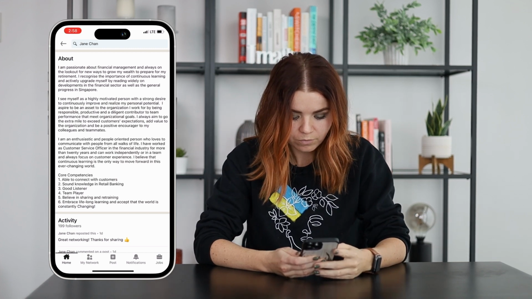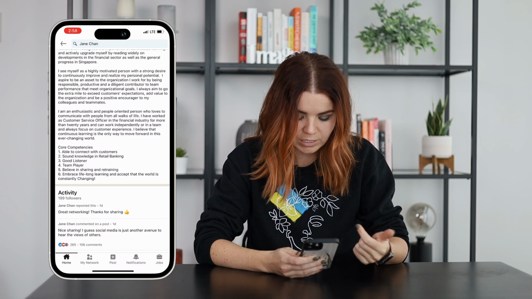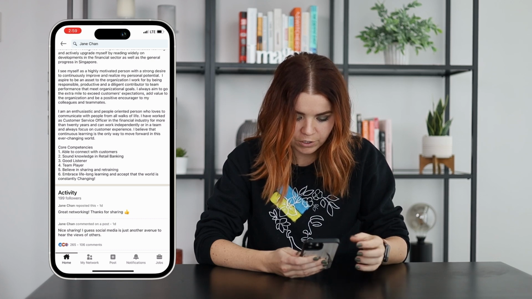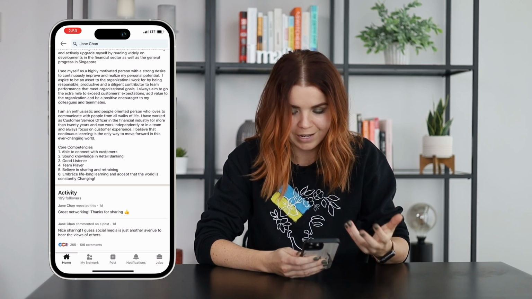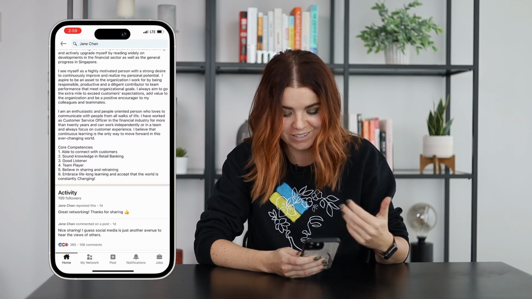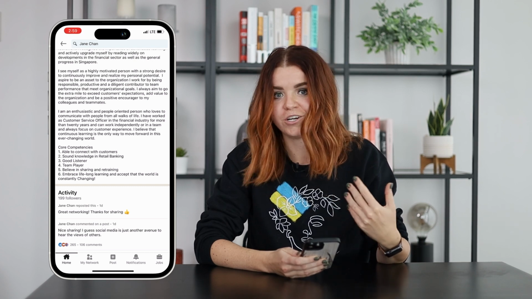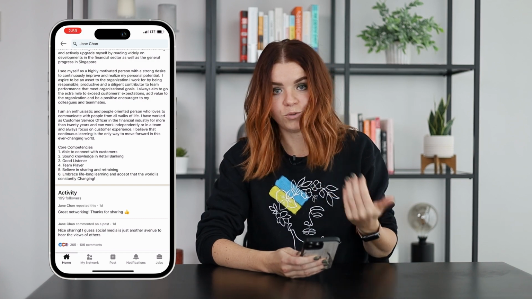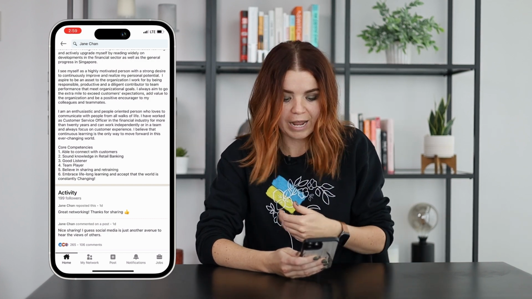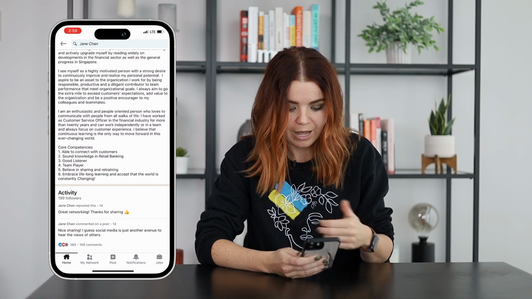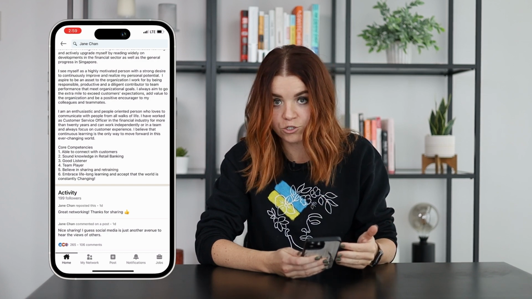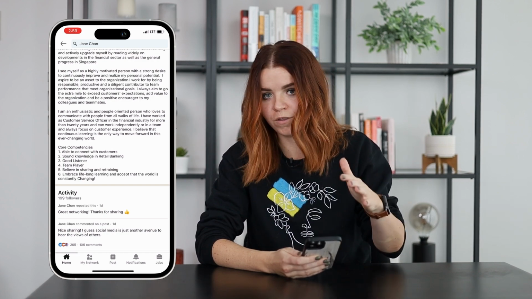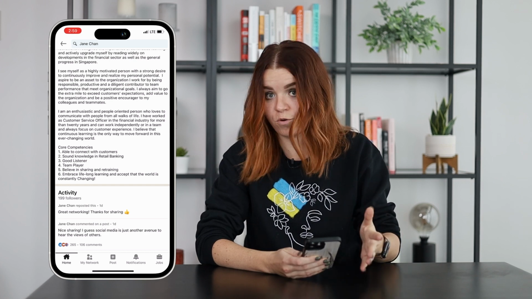In the core competencies, Jane is listing some very generic soft skills. Again, nothing wrong with the skills themselves, but when they are out of context, when they're simply listed on your profile, as an employer, as a prospective recruiter, as a viewer of her profile, I have no way to tell whether it's actually true or she just Googled those buzzwords and used them on her profile.